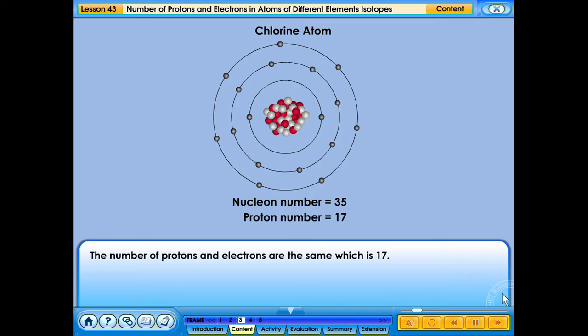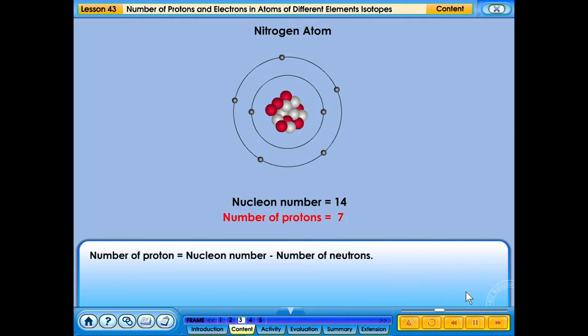Information from the nucleon number can be used to calculate the number of electrons if we know the number of neutrons. The number of protons of nitrogen can be obtained from the difference between nucleon number and number of neutrons of nitrogen. We have learned that the number of protons is equal to the number of electrons in a neutral atom. Therefore, the number of electrons and protons of nitrogen are both 7.